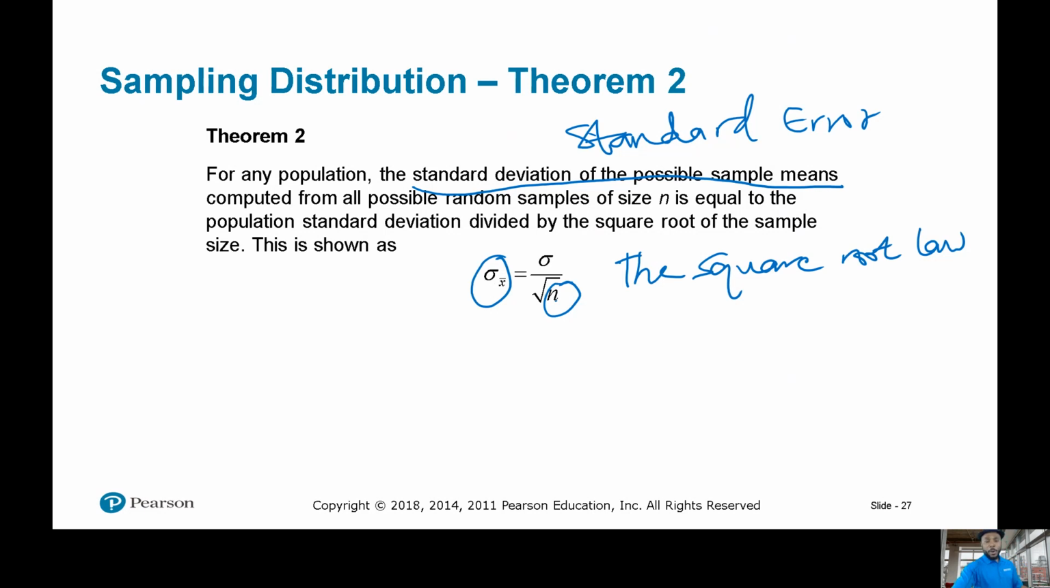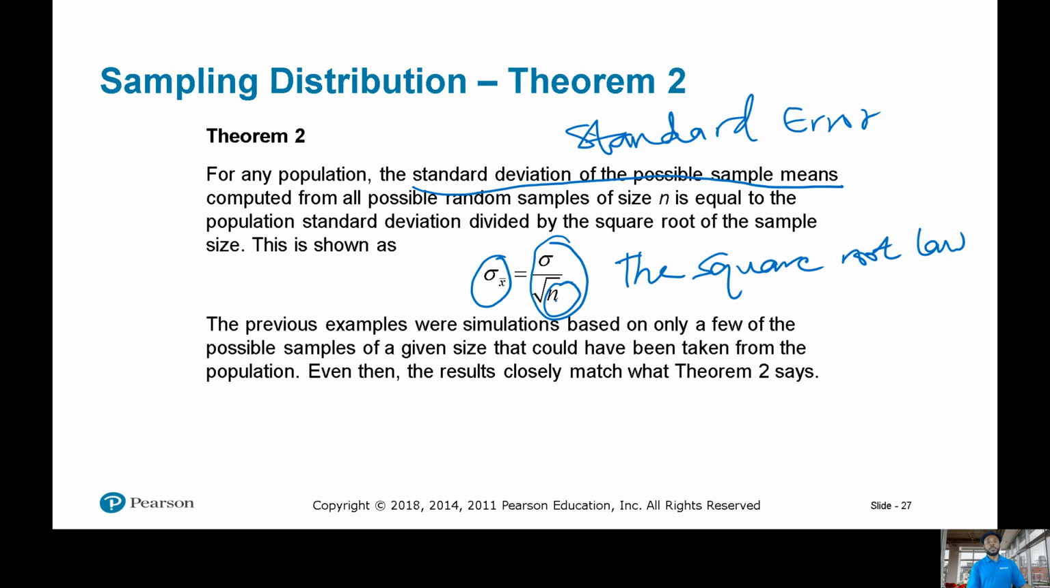Recall that we used another formula from chapter 3 to compute the standard error. You could simply compute it using sigma divided by the square root of n, where sigma is the population standard deviation and n is the sample size. The previous examples were simulated based on only a few of the possible samples of a given size, and even then, the results closely match what Theorem 2 says.